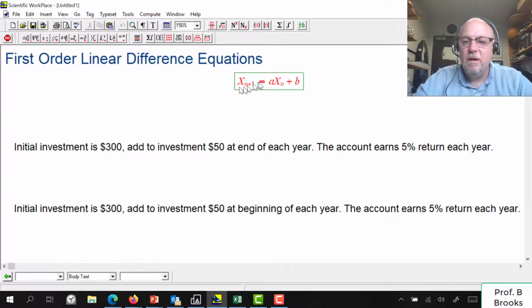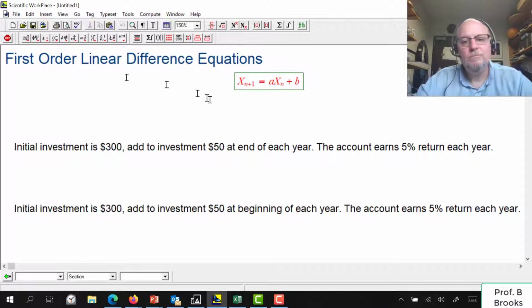So linear, because this function is a line, is a linear function. Think back when we did lines in elementary school, y equals mx plus b. To get the y value out, you take the x value, you multiply by m, the slope, and add b. In this case, instead of writing m, I'm writing a. I'm just following the traditional notation, but it's a linear function. The next value in the sequence is a linear function of the previous value in that sequence.